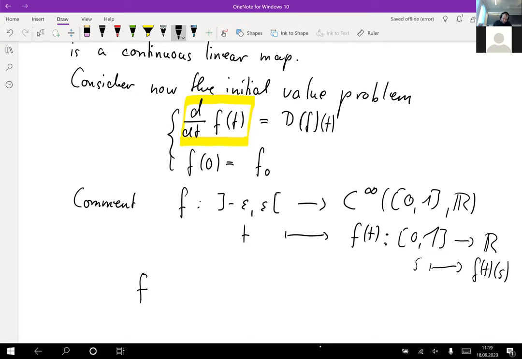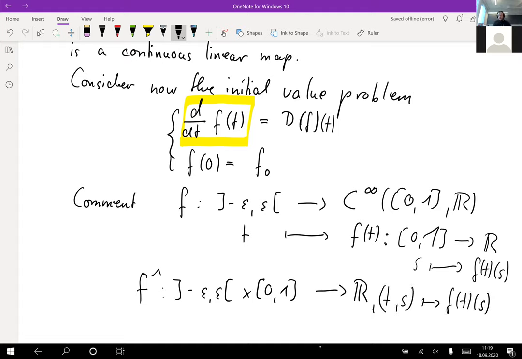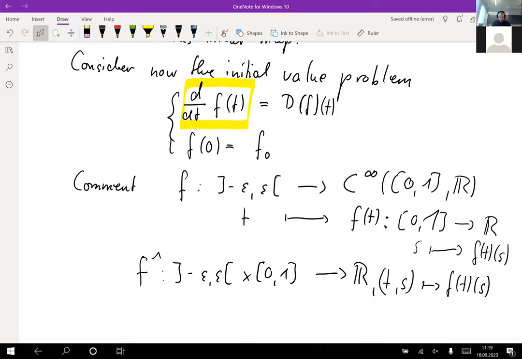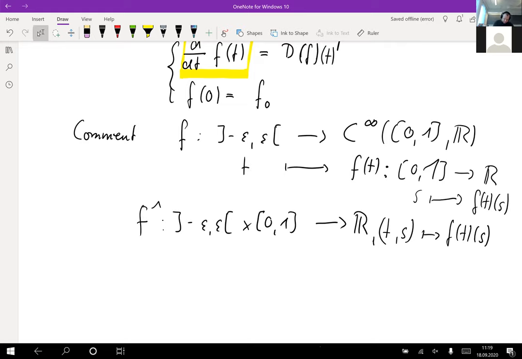So we have a mapping which is called f wedge of two variables now. On one hand we have the t variable from before, and we have the other time variable from 0, 1. So this is now a function of two variables. It sends t and s to f of t of s. Okay, and what the above equation means is the following.